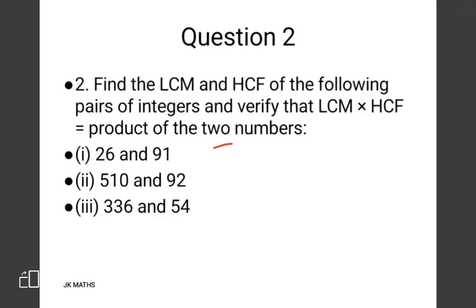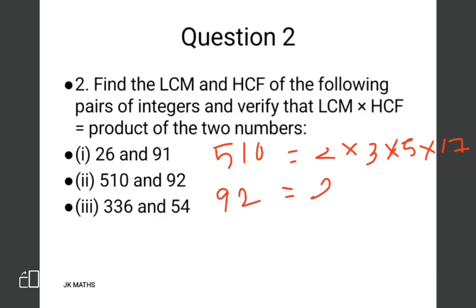See, the prime factorization of 510 is 2 into 3 into 5 into 17. For 92 it is 2 into 2 into 23. So this is the prime factorization we got.